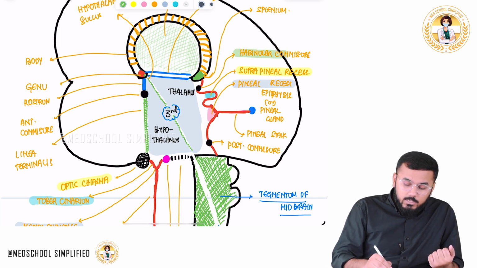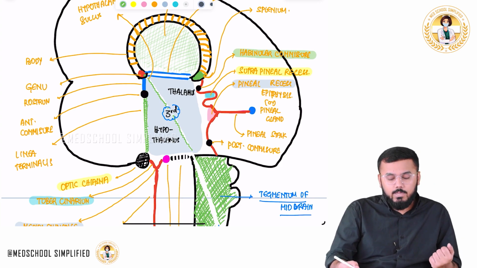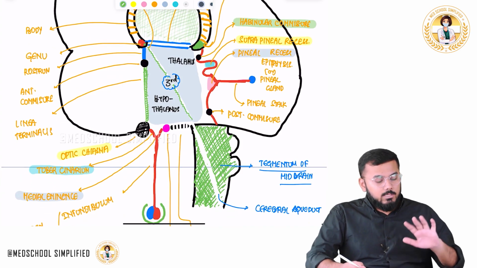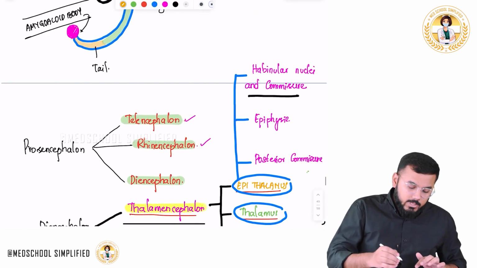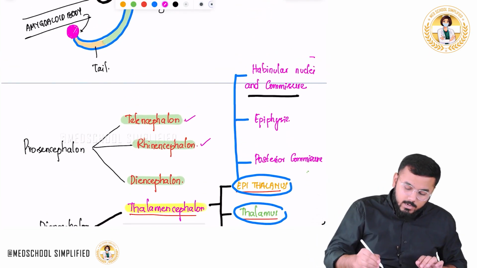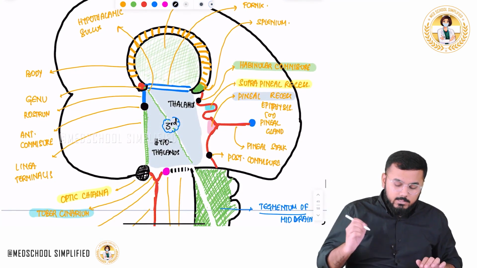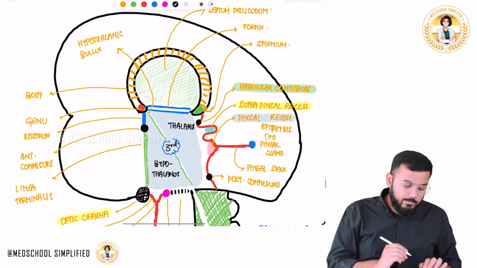And next important thing is, here you have got habenular commissure. This commissure over here is called as your habenular commissure. So these are the important things. Now in this important thing, first important thing I have to tell you here is that we have to discuss about this thing. What is this thing? Habenular nuclei and habenular commissure. All of you know where is this habenular nuclei.